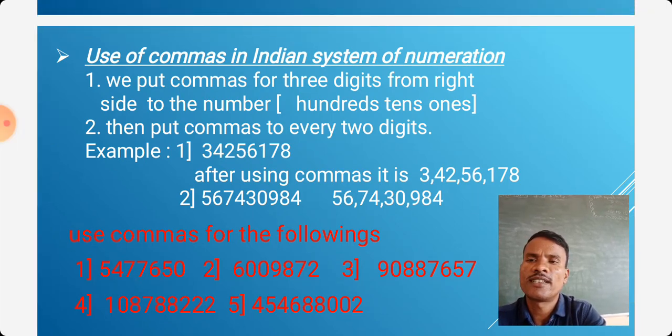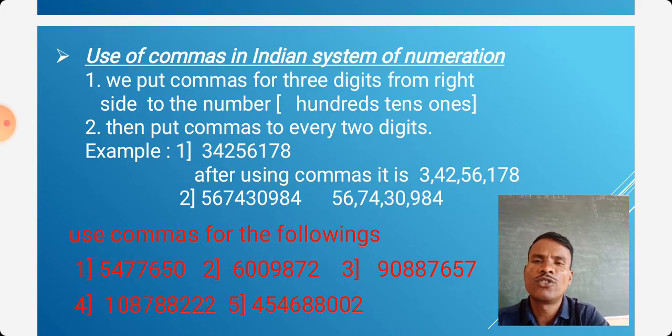Now one example is there. Okay, 3 4 2 5 6 1 7 8. After using commas, it is like this. From 8 7 1, after 1 we have to put a comma. Means first we have to give a comma for 3 digits. Next, for every 2 digits we have to put a comma. So it becomes 3 crore 42 lakh 56,178.